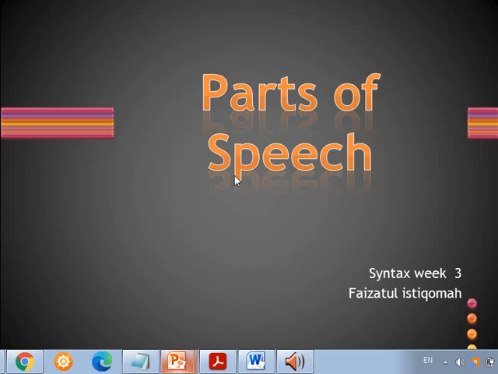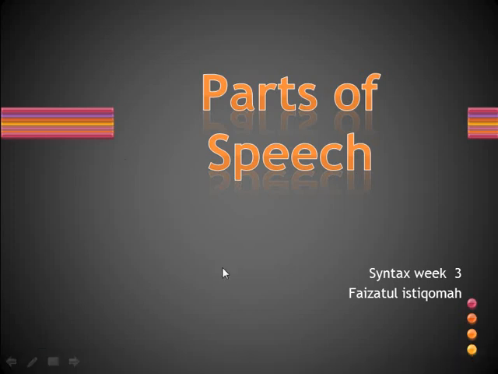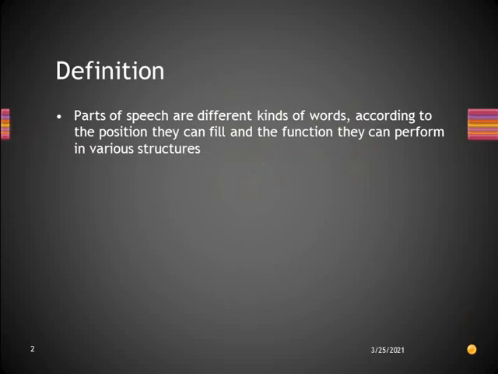So these slides are made to explain the materials for week 3 of the English syntax class. Okay, now let's start with the definition. What is part of speech, or parts of speech?